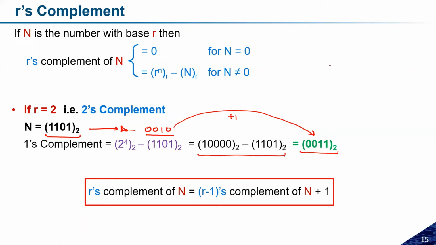Suppose I have 10000. This is the number, and I want to subtract 1101 from it. So what will happen? I want to subtract 1 from 0. This is not possible, so I have to take a borrow. If I take a borrow, that digit will become 10. So 10 minus 1 will give you 1.